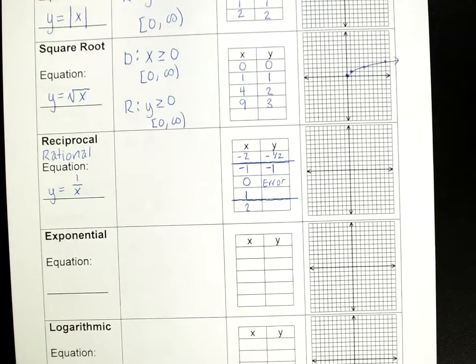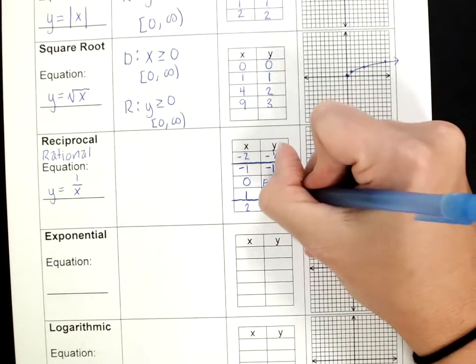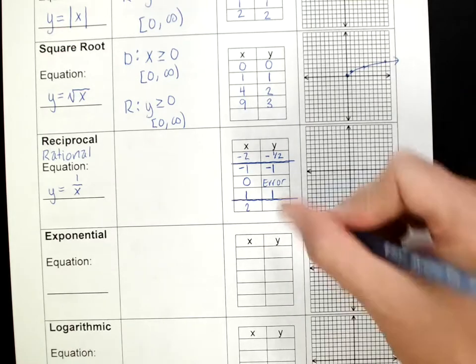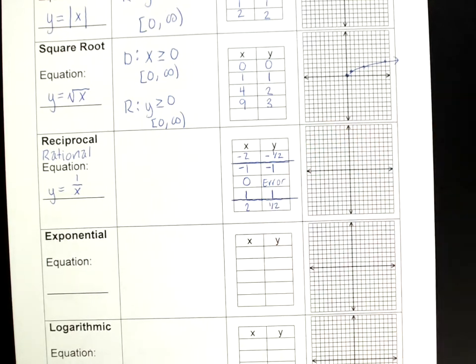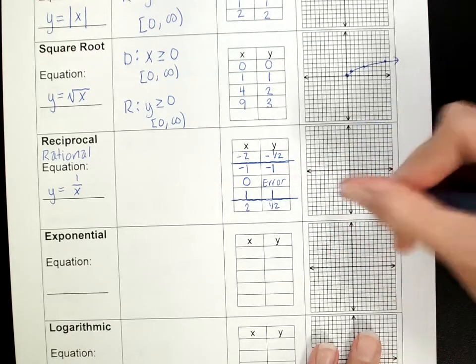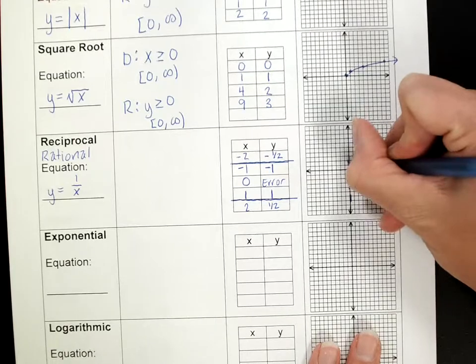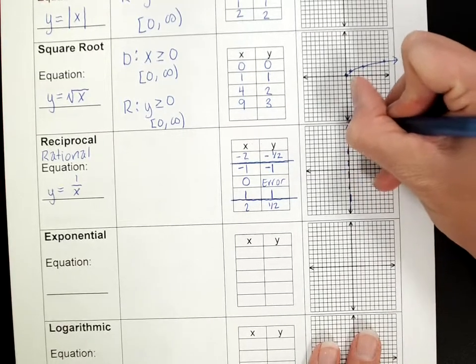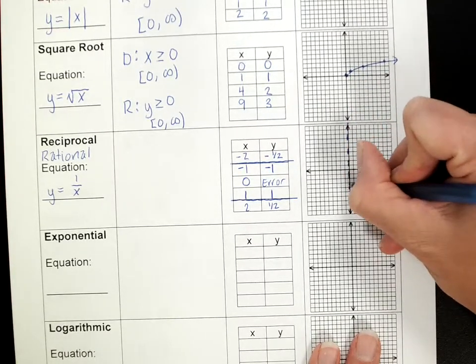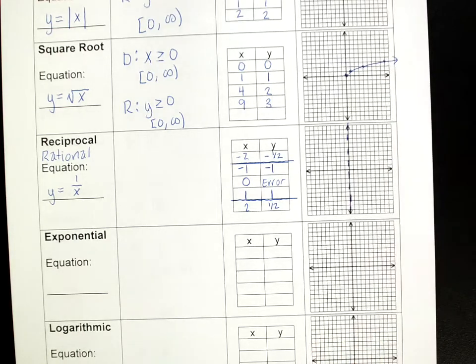And I'll show you why here in just a minute. (1, 1) and (2, 1/2). When you look at this graph, here at 0 we have an error because the rational function has what's called an asymptote. We'll be talking about that a lot later in the year, but since there's an error here, we like to draw this little dotted vertical line because this equation is never going to equal 0.